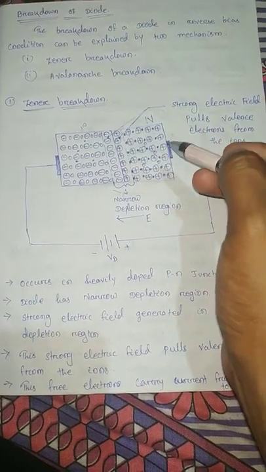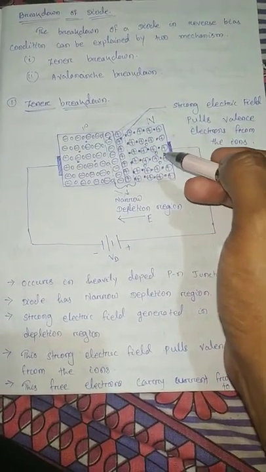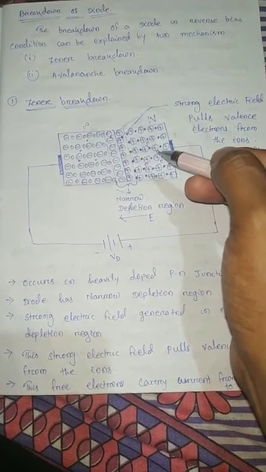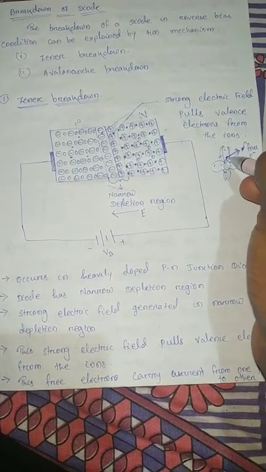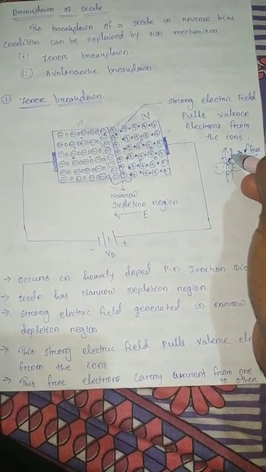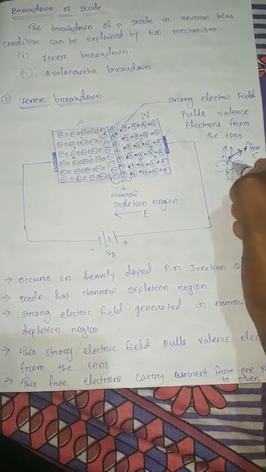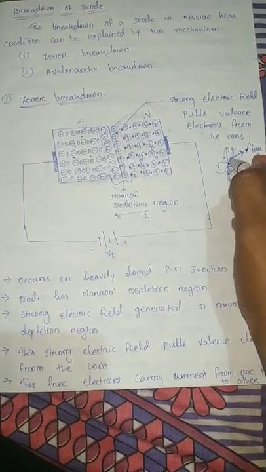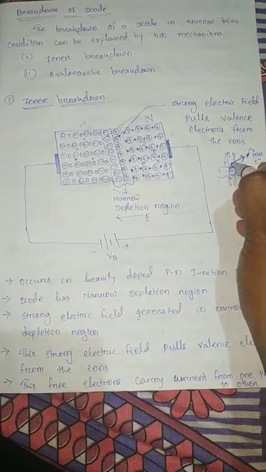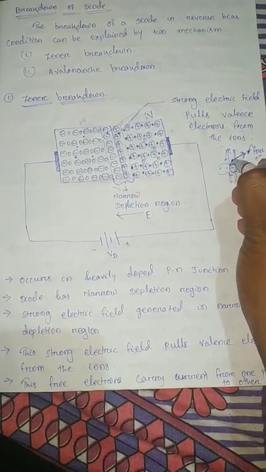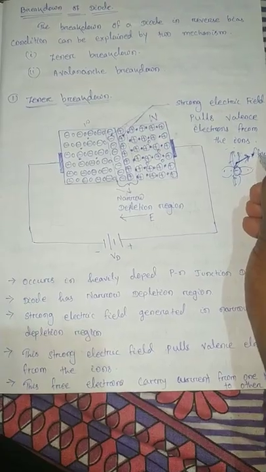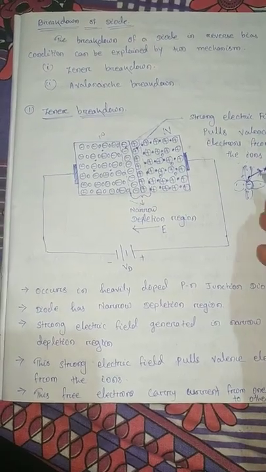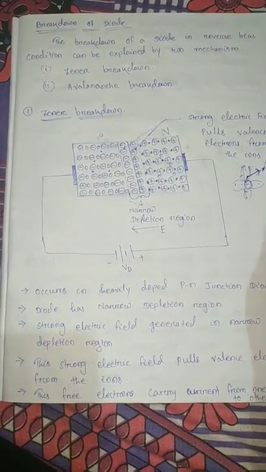That means the valence electrons will gain sufficient energy from the strong electric field of the depletion region, and will break the covalent bond with the parent atom. As you see, this is the atom, and due to the strong electric field, the covalent bond breaks and the electrons become free electrons. These free electrons will carry current from one place to another.